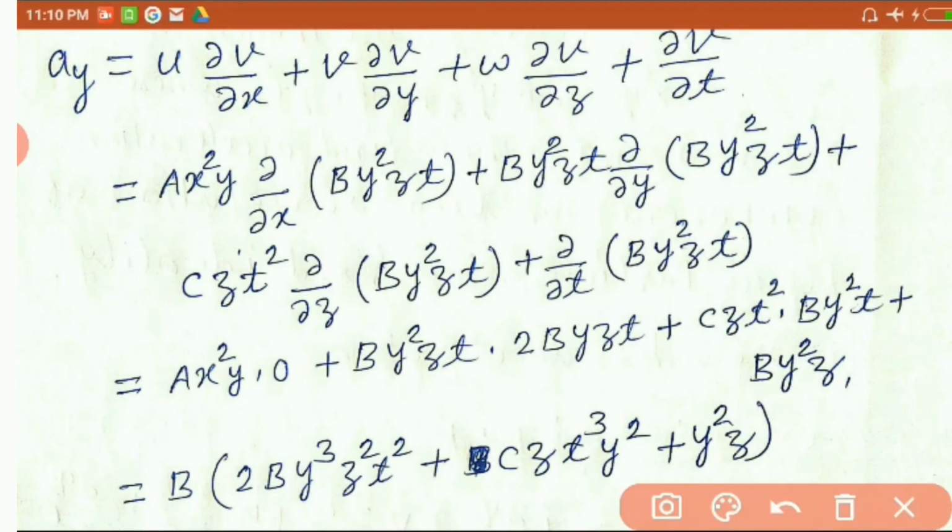Again we have the formula for a_y: a_y is equal to u dou v by dou x plus v dou v by dou y plus w dou v by dou z plus dou v by dou t. Again we take the values of u, v, w and find the derivative. Same calculation is here.